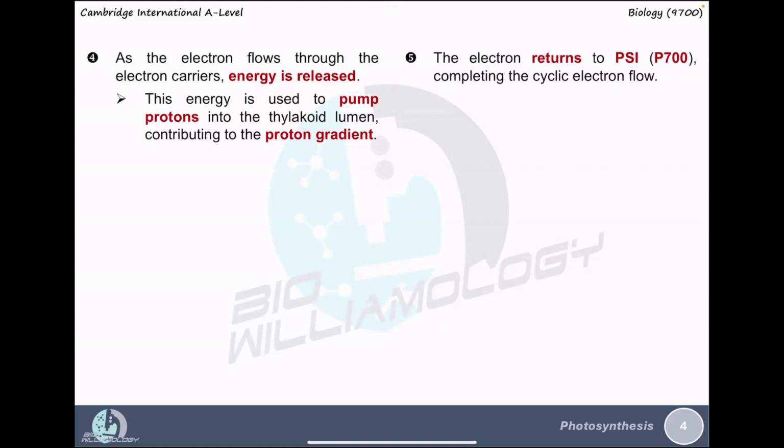The electrons finally return to photosystem 1, or more precisely, the reaction center P700 of photosystem 1, and hence complete the cyclic electron flow. However, no reduced NADP is produced and no oxygen is released.